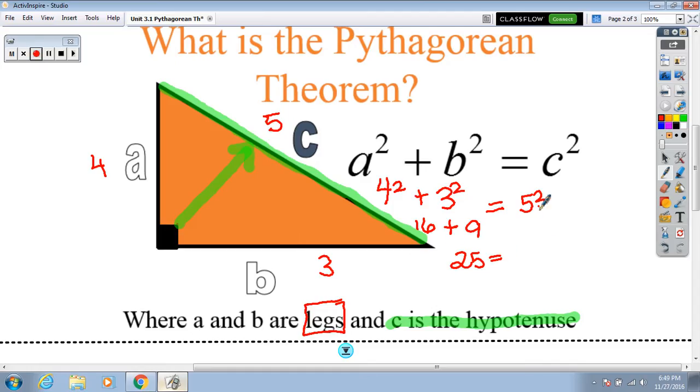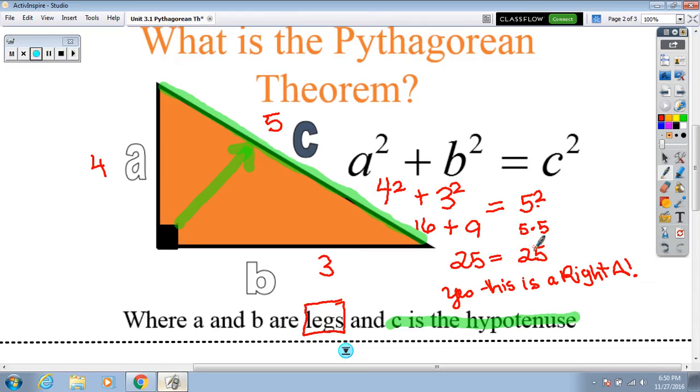Now I have to make sure that I get 25 on this side. Well, 5 squared is the same thing as 5 times 5. So that is also 25. So I could say, yes, this is a right triangle. And I've just confirmed that by plugging in A, B, and C, the 3 measurements that they gave me, and making sure that A squared plus B squared does indeed equal C squared.